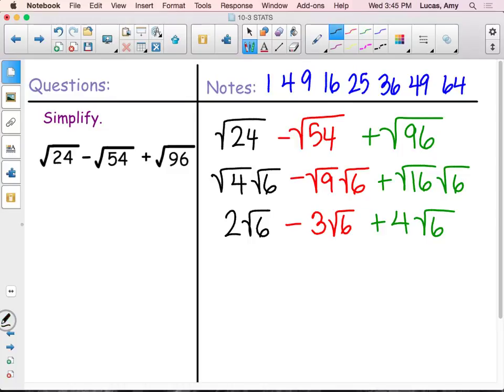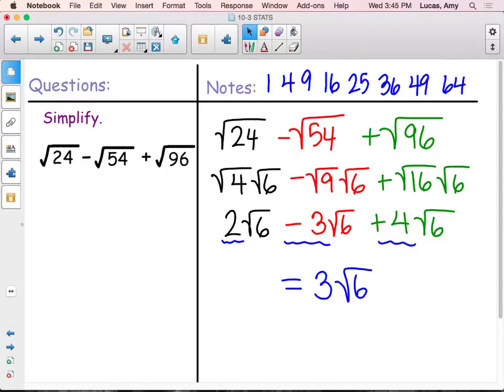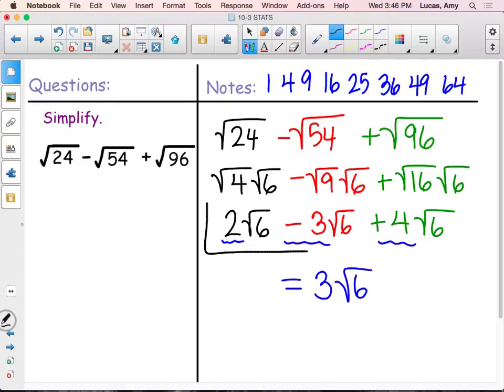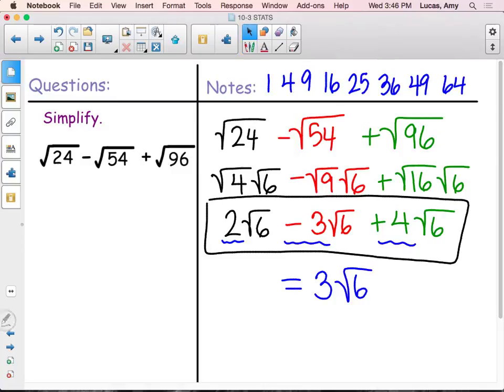So again, all of my radicals ended up alike. I have 6 underneath every square root, so I can take those coefficient numbers. 2 minus 3 would be negative 1, plus 4 is 3. So 3 times the square root of 6 is my final answer. Now, if my 3 radicals in this step, they don't all have to be the same. So if they were different, I would just end up having a longer answer. I wouldn't be able to combine all of them.